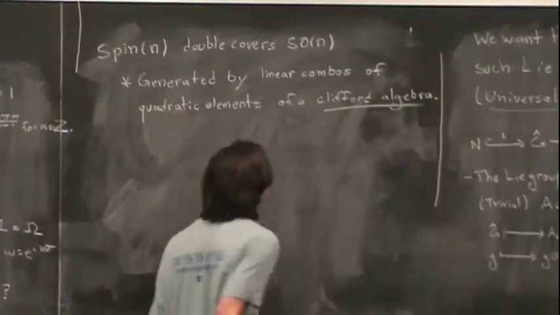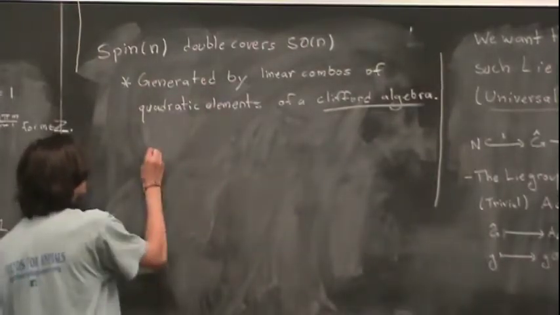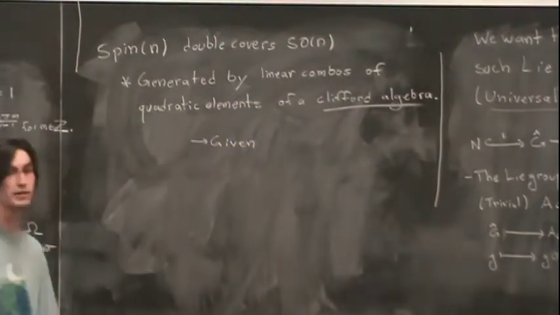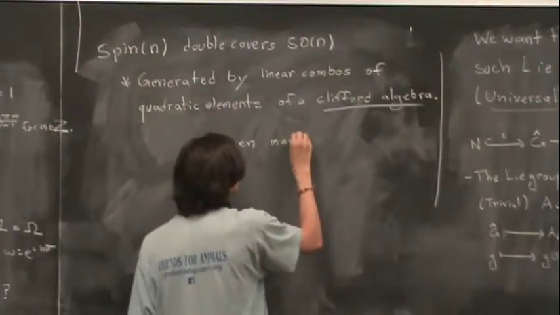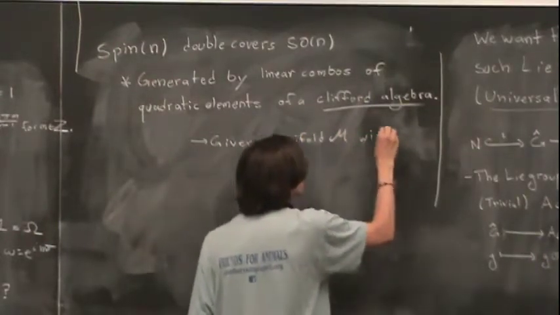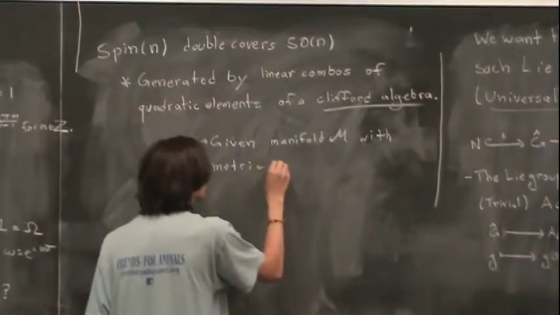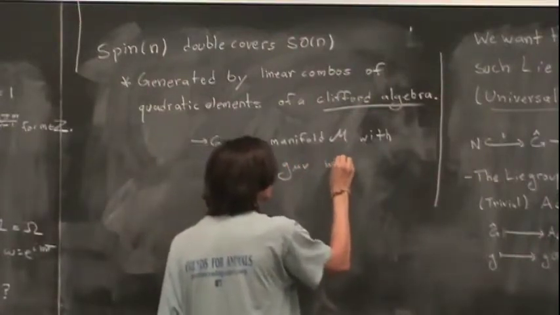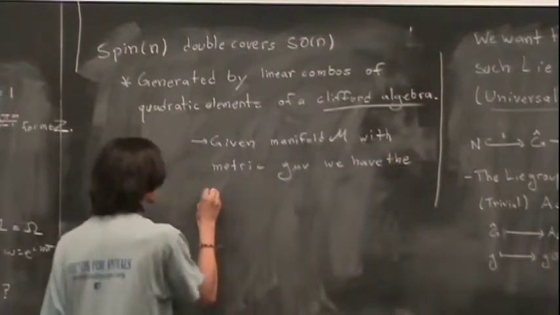Is a new term. Let's see exactly what it is. So for a Clifford algebra, the idea is that given some space with some metric, given a manifold M with metric g mu nu, we have the Clifford algebra.